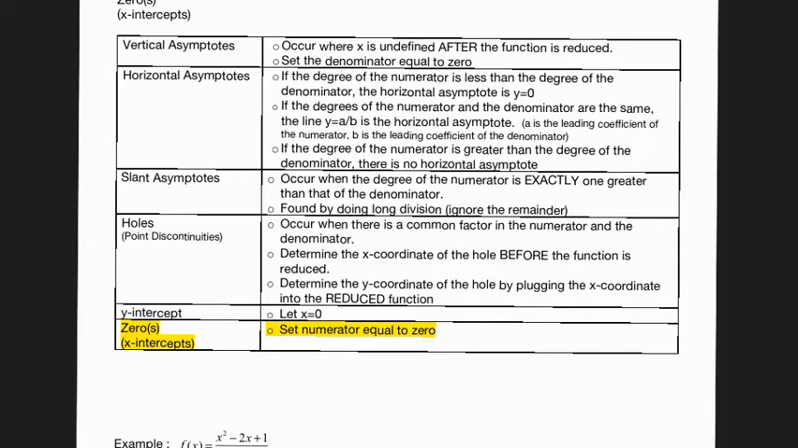These are found by letting the numerator equal 0. So you can see that right here. I don't know why this is yellow. Here we go. Setting the numerator equal to 0.